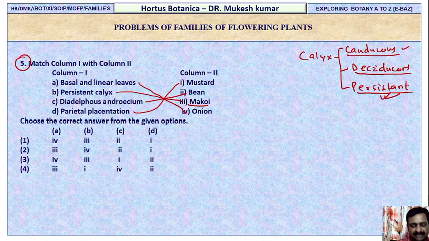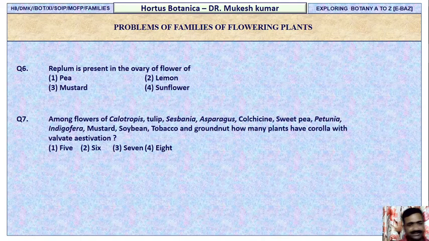You can match this with characteristics. Now see, replum, I told you replum is found in mustard. No, this is the condition where you divide 1 and 1, 2.